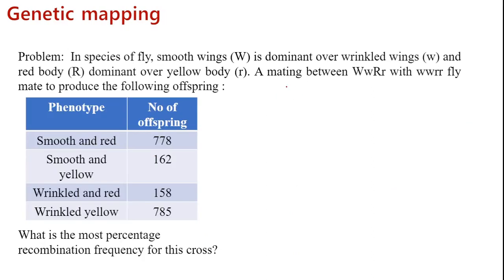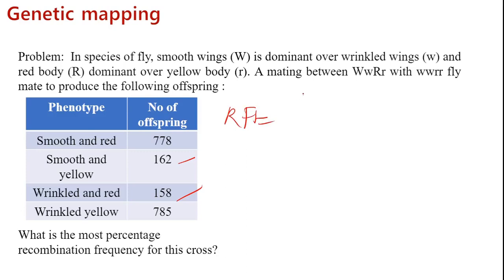Next, we will move on to one more problem here. In flies, smooth wing is dominant over wrinkled wing, and red body is dominant over yellow body. The mating is between the heterozygous and the recessive parent, and the following offspring are produced. What is the percentage of recombination frequency? In the previous problem we discussed that the maximum population will be the parental combination, and the lesser population will be the recombination population here.